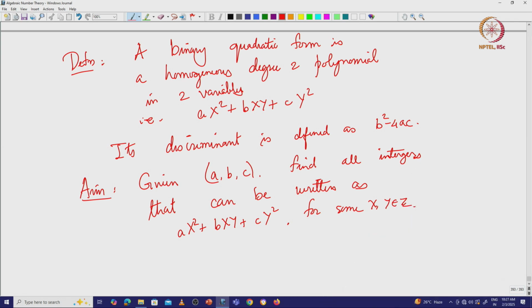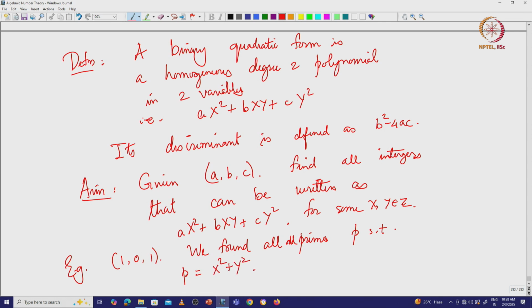So, for example, if you take 1, 0 and 1, we found all odd primes p such that p is x squared plus y squared. And with a little bit of work, you can find all integers that can be written as x squared plus y squared.